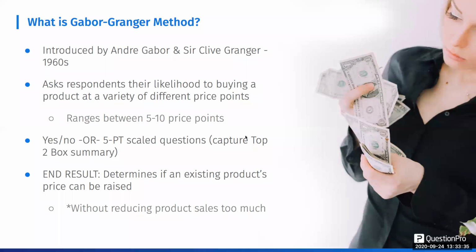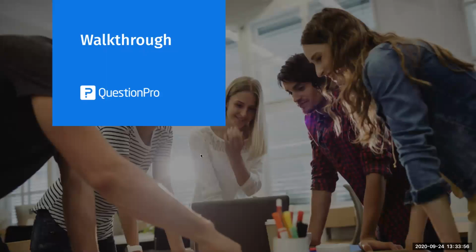Also, this exercise doesn't compare products with a competitor, like I mentioned with Van Westendorp, but you can use this as a ballpark for products where a direct comparison with a competitor isn't possible, since you can offer realistic price points within there. So let's just do a walkthrough.